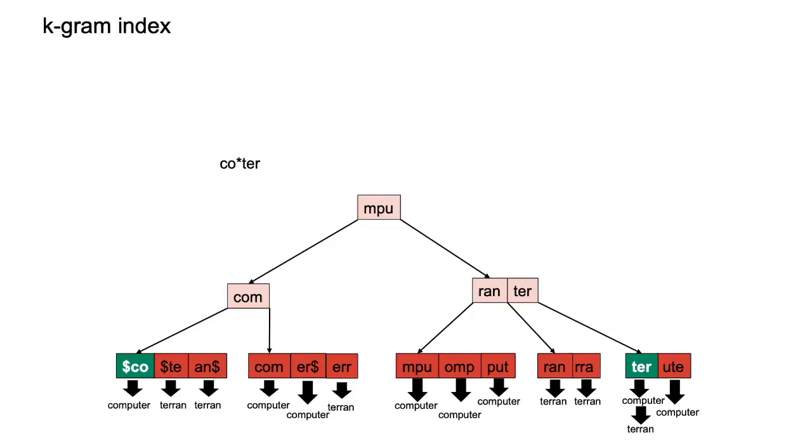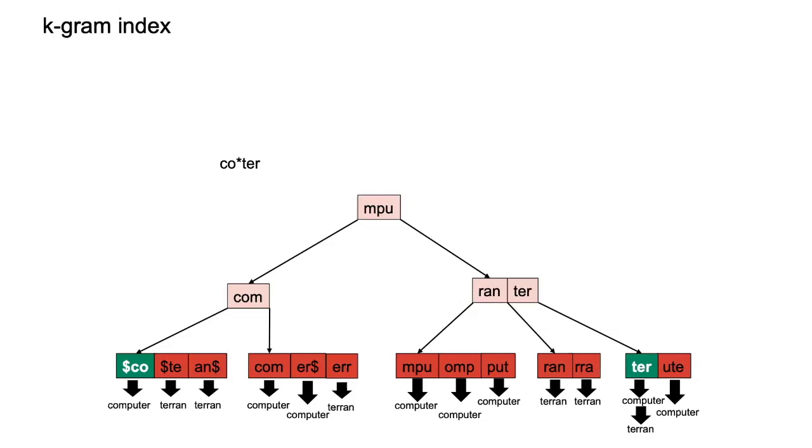So in that case, I just looked up for $CO and TER. I could even filter for ER dollar. In the end, you will want an intersection, right? So if you do less, that's fine. You just have to filter more at the end. If you do more, if you look for more, then you will have less to filter at the end, right?